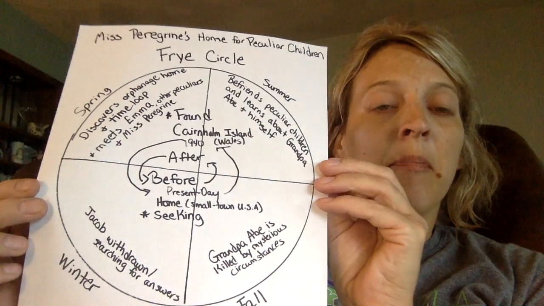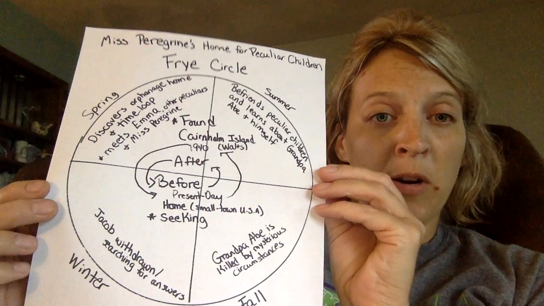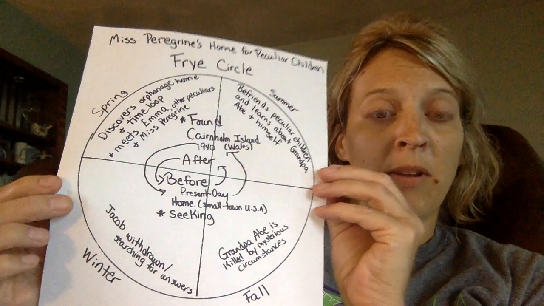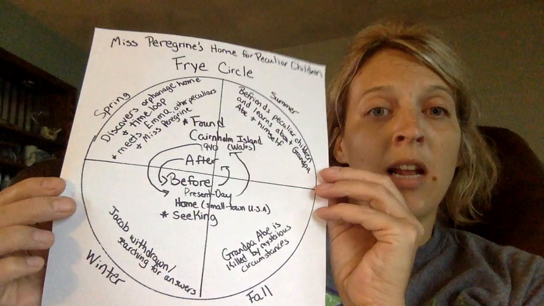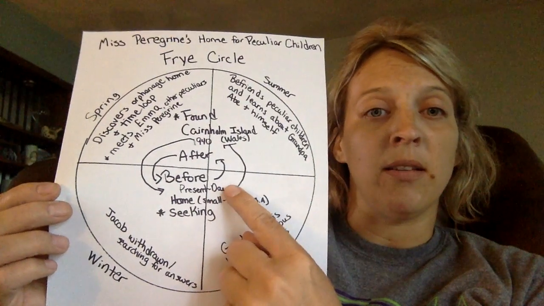So I'm going to actually just read the first paragraph to you to kind of start my Frye Circle and explain why I came up with those first two words in the center, before and after. And that came right from the very first paragraph to the prologue in this book. And it's just a short little paragraph.